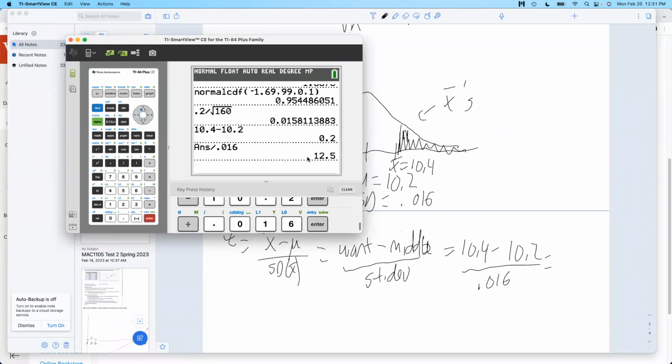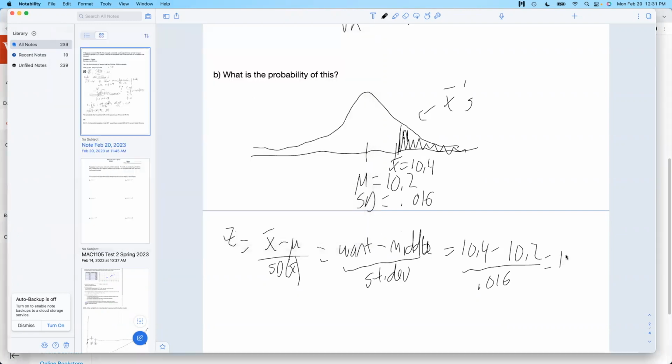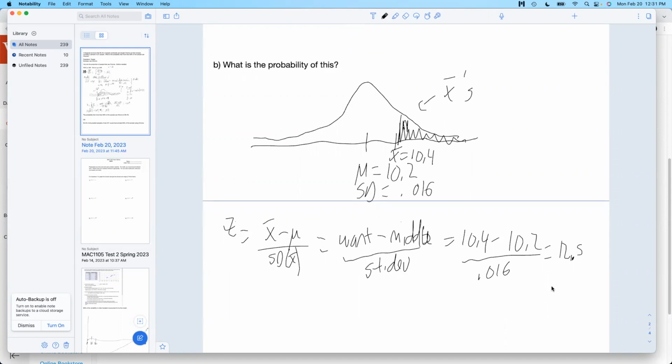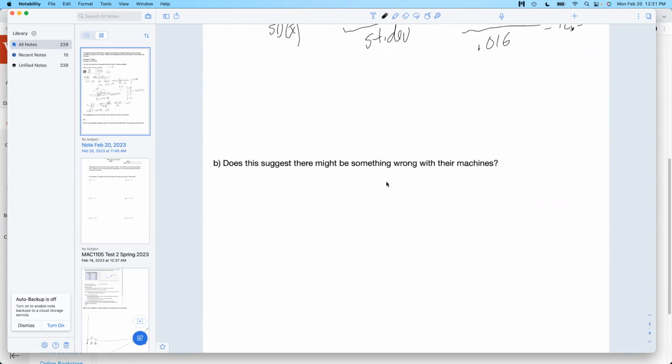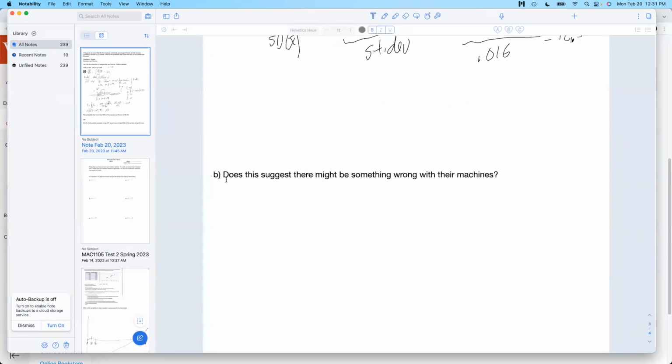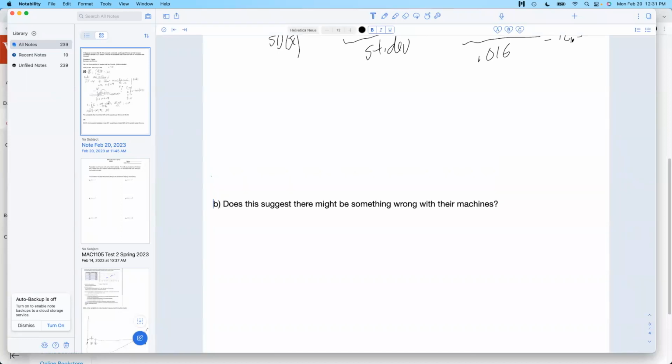I get a giant z-score. Remember, a regular old z-score is like between -3 and 3. Those are big. I get a gigantic z-score. That's the point of this problem. I get a z-score of 12.5. And immediately I should go back and check on my work and make sure I didn't goof. But then if I read the question and I go, oh, okay, like that's the point of the question, is that something really weird is happening here.